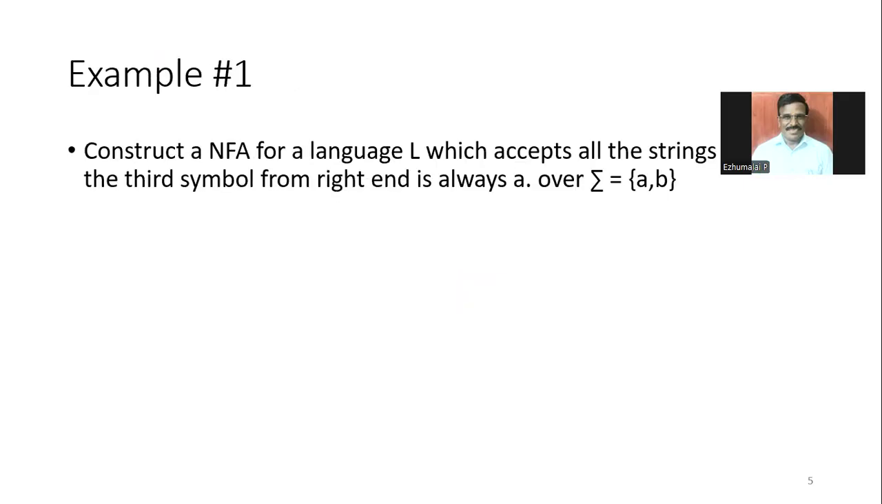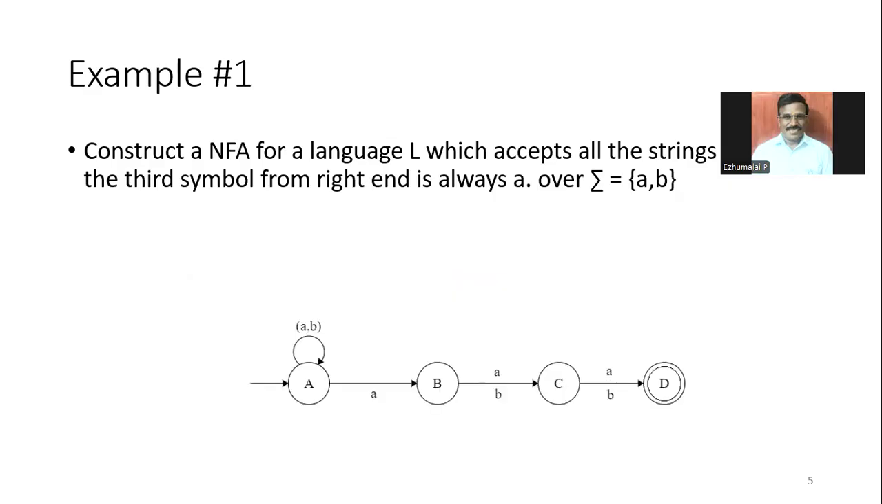Example 1. Construct a non-deterministic finite automaton for the language L, which accepts all strings in which the third symbol from the right-hand side is always a, over the input alphabet {a, b}. Let us see that. We are giving input a, b. Suppose A is the starting state, D is the final state, and between them B and C are intermediate states. On input a, it goes from A to B. On a or b, it goes from B to C, and on a or b, from C to D.